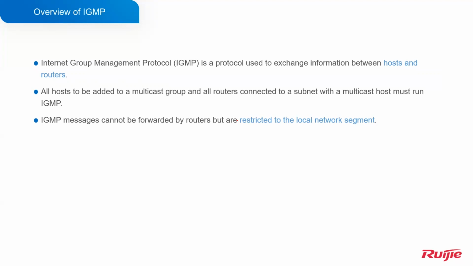IGMP messages cannot be forwarded by routers. Cannot be forwarded by routers means that once a router receives an IGMP message, it cannot forward it to maybe another network segment. This is why we say that they are restricted to the local network segment. And the TTL value of an IGMP packet is always 1.